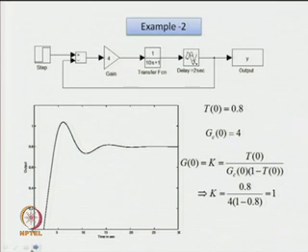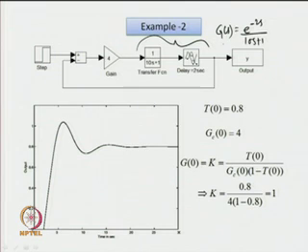Now, let us consider one more example. In the second example, we have considered a process G(s) given as e to the power minus 2s upon 10s plus 1. So, we have considered a first order plus dead time process. For this process the procedures for identification will be carried out.